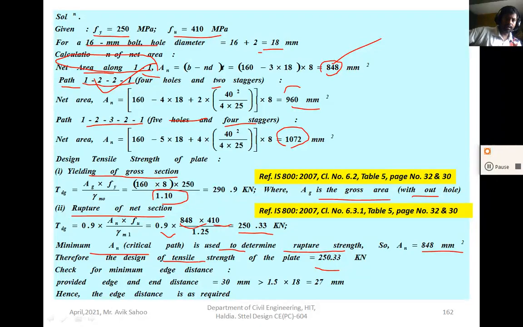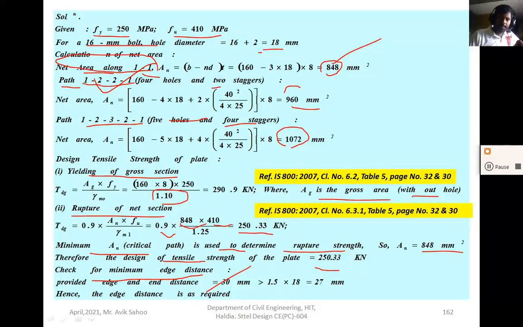So we have checked the gross section failure, another is net section failure. So the minimum you have to adopt to find the tensile capacity of the plate. So minimum means the net section rupture gives the minimum value, so 250.33.